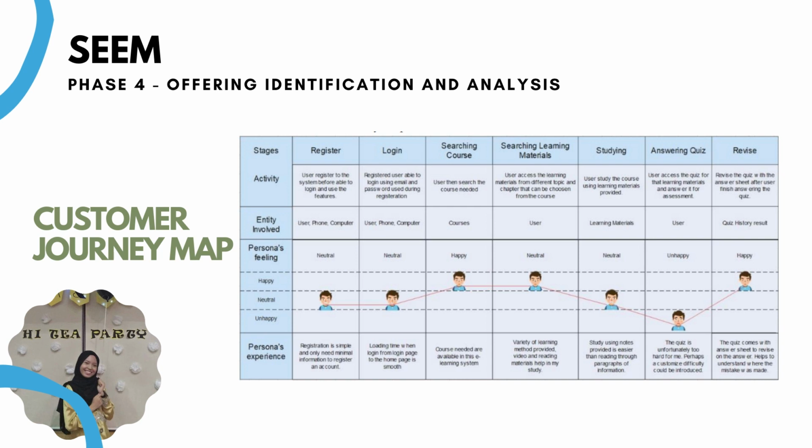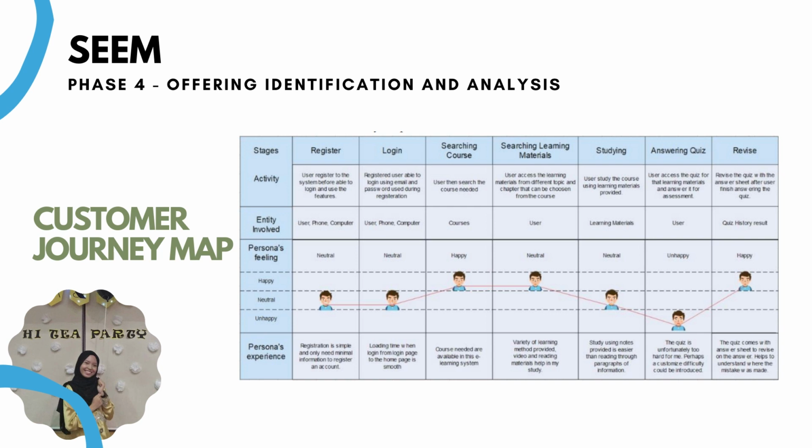In the login process, the user also feels neutral, as the loading time from the login page to the home page went smoothly. The graph goes up as the customer feels happy, as they can search for the course they want. The courses that customers search for are available in the system. The customer feels neutral again when searching for the course material in the system. A variety of learning methods and reading material are provided in the system to help their study.